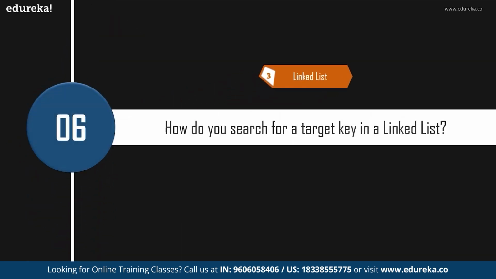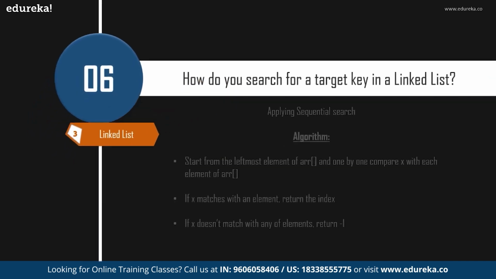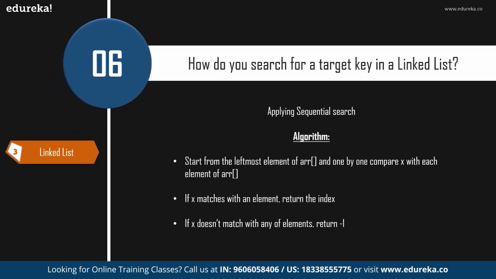Moving further with the next question, how do you search for a target key in a linked list? To find the target key in the linked list, you have to apply sequential search. Each node is traversed and compared with the target key, and if it is different, then it follows the link to the next node. This traversal continues until the target key is found or the last node is reached.